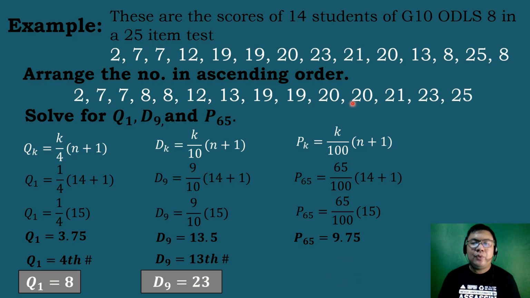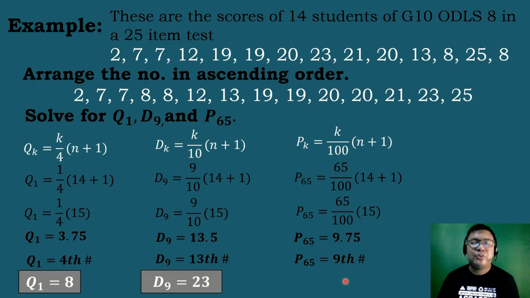And then we will apply the rules in the Mendenhall and Sincich method. We all know that percentile 65 is on the 65% of the distribution, and 65% is greater than 50%. Therefore, percentile 65 is located at the right side of the distribution. So the rule here is again to round down the number. 9.75, we will round it down, and this will be equal to 9.